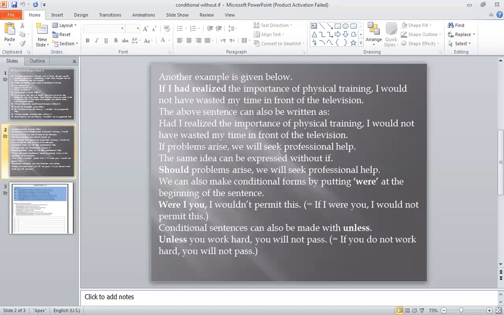So in the third conditional, we use had instead of if. What about the first conditional? The same idea can be expressed without if, but we use another word, not had. Here we use should instead of if. So we say, should problems arise, we will seek professional help. We say should problems arise instead of if problems arise. So should instead of if in the first conditional, and had instead of if in the third conditional.